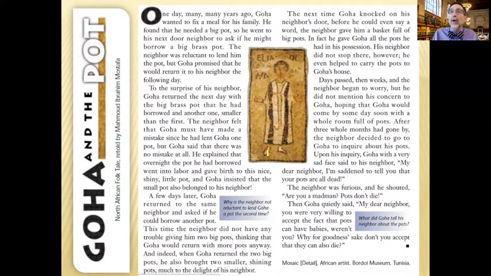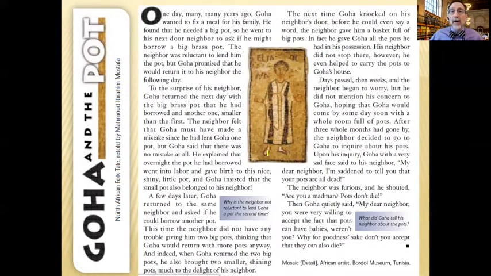The next time Goha knocked on his neighbor's door, before he could even say a word, the neighbor gave him a basket full of big pots. In fact, he gave Goha all the pots he had in his possession. His neighbor did not stop there, however. He even helped to carry the pot to Goha's house. Days passed, then weeks, and the neighbor began to worry, but he did not mention his concern to Goha, hoping that Goha would come by someday with a room full of pots.